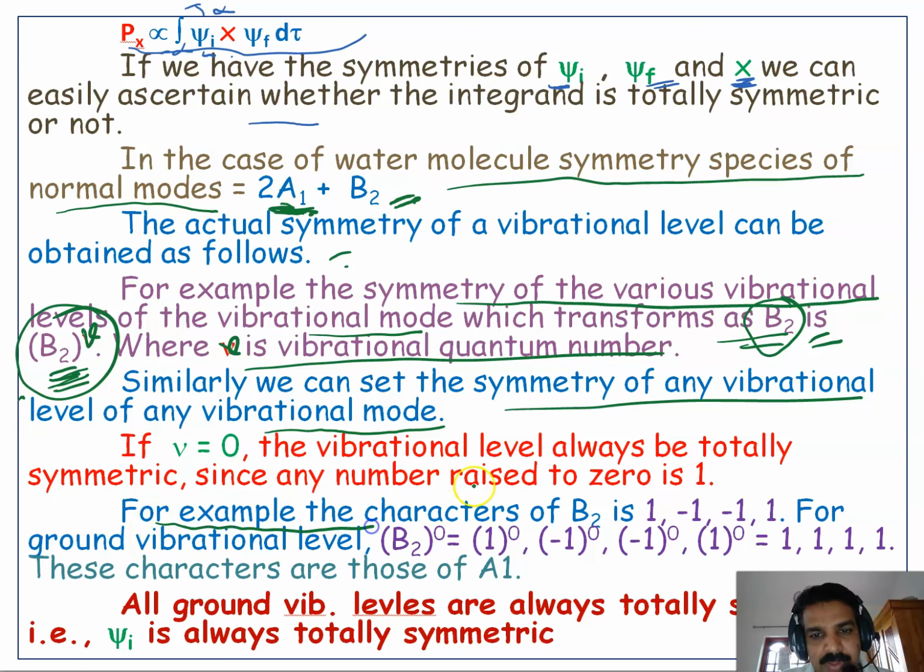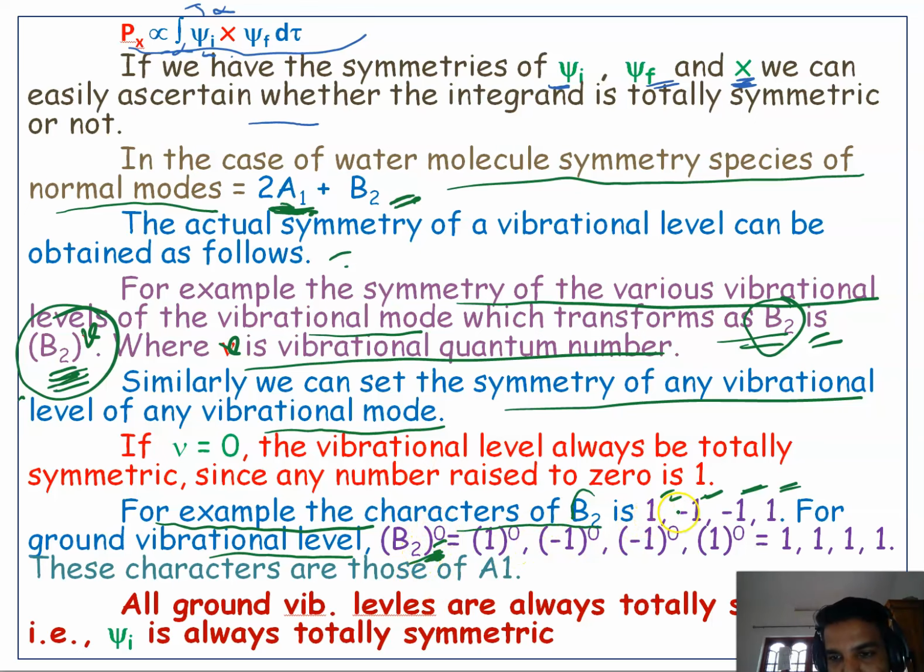For example, the characters of B2 are 1, minus 1, minus 1, 1. From the character table, we can see that the characters of the B2 mode are 1, minus 1, minus 1, 1. And for the ground vibrational level, that is B2 raised to 0. To get the ground vibrational level of the B2 mode, that is the asymmetric stretching mode, we want to calculate B2 raised to 0.